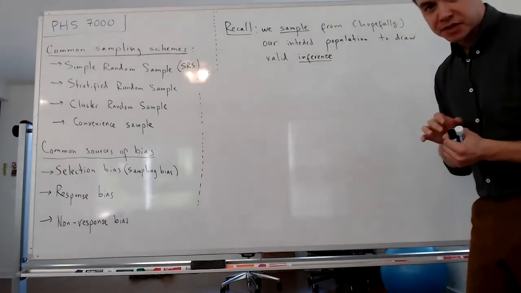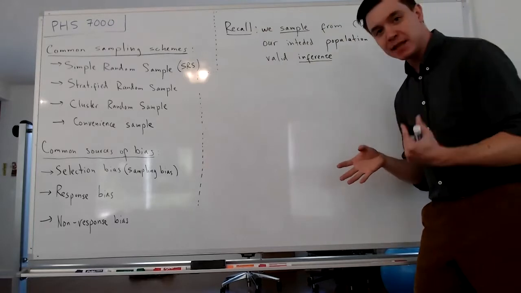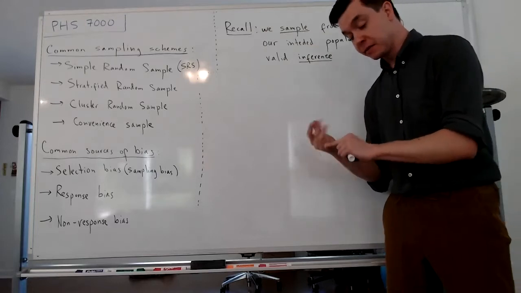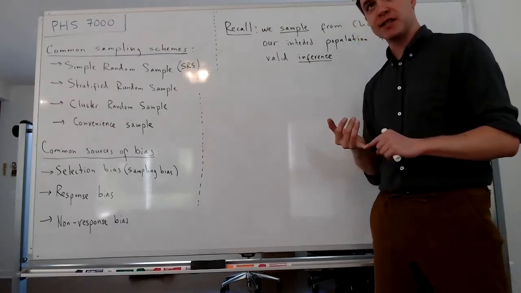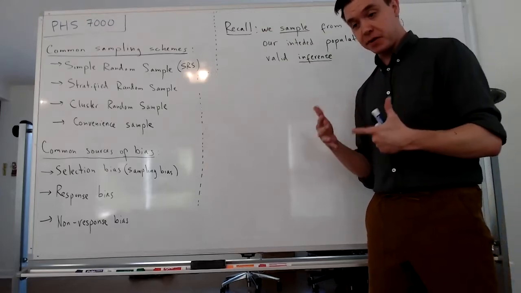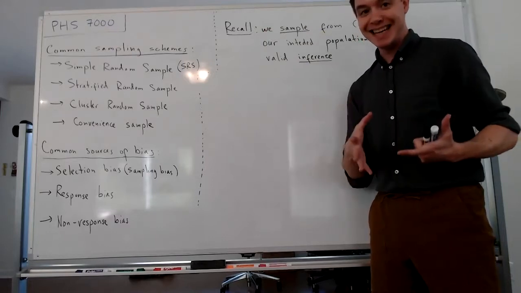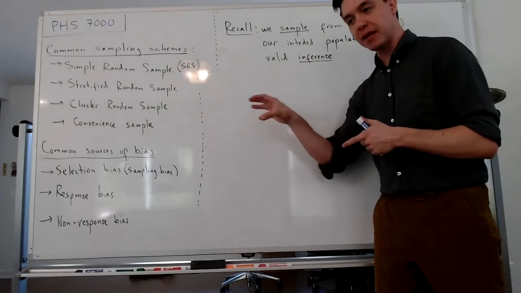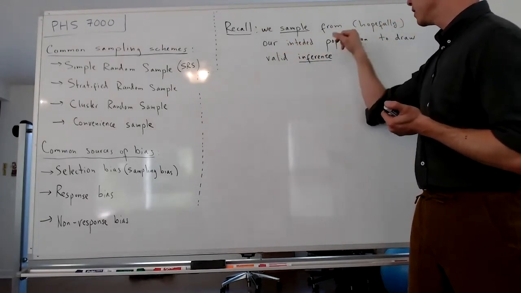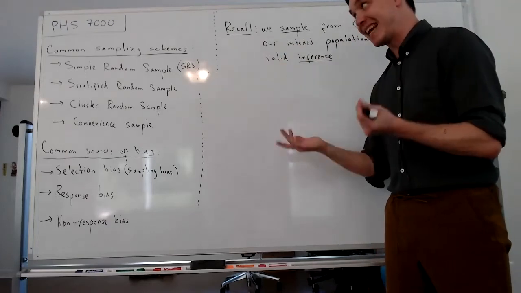Recall, this was one of our first lectures together, that we sample from what is hopefully our intended population to draw valid inference. Remember the difference between descriptive statistics. We've been learning so far only descriptive statistics because they apply to the sample. The histogram describes our sample. It graphs our sample, not the population from which our sample came. But in science, we are interested in making inference about the population, not the sample. So that's why folks have created these sampling schemes.